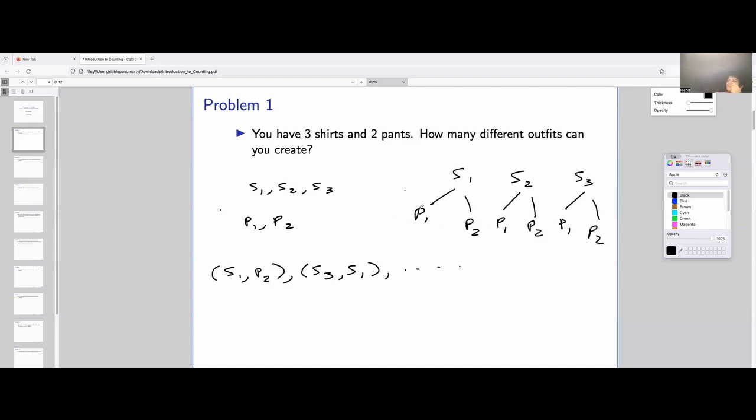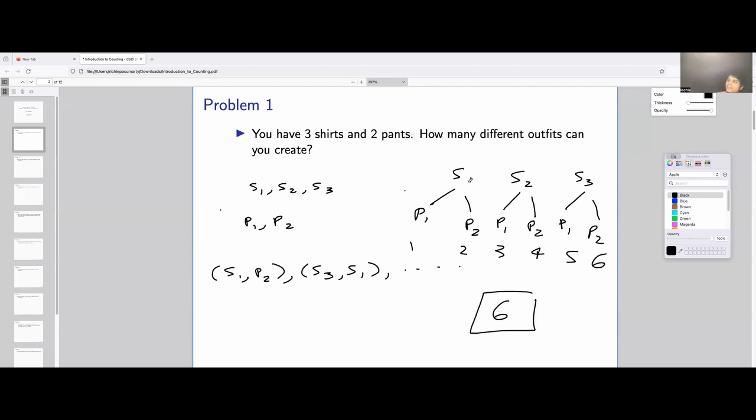So as we can see, in total, I have these outfits: first shirt, first pant; first shirt, second pant; second shirt, first pant; second shirt, second pant; third shirt, first pant; and third shirt, second pant. Okay, so in total I have 1, 2, 3, 4, 5, 6 outfits. So 6 is my answer for this question.